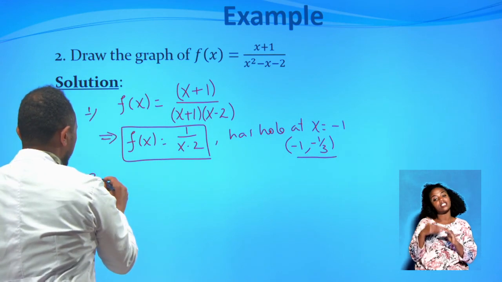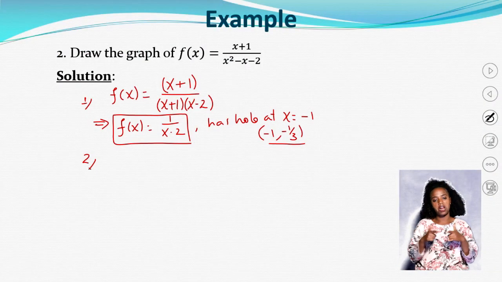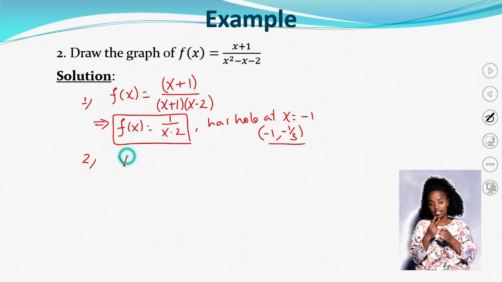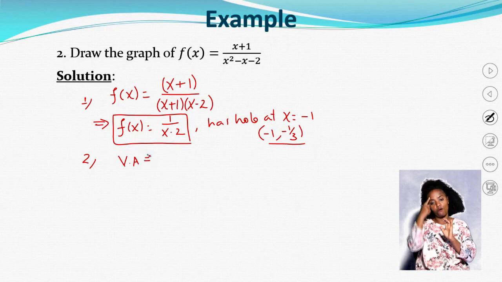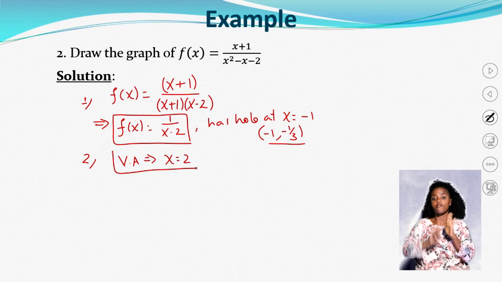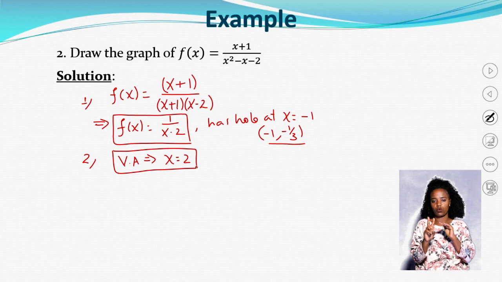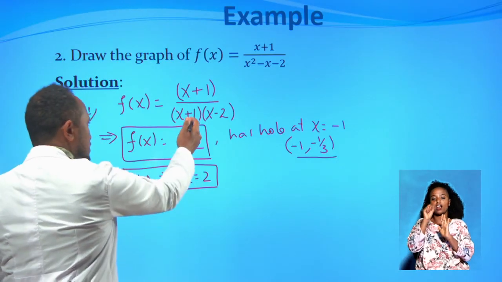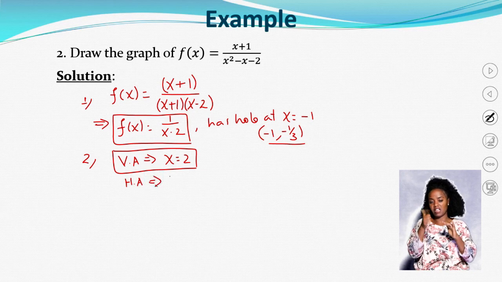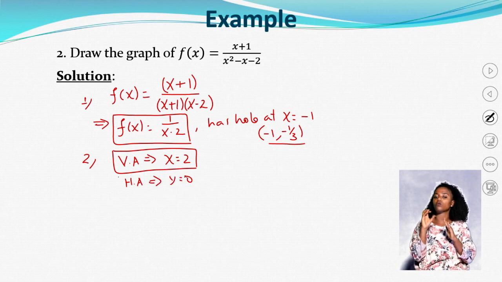Now, next, let's determine the asymptotes for this first. As you can see, the vertical asymptote for this expression is x equals 2. 2 minus 2 is 0. 2 makes the denominator 0, but not the numerator. So x equals 2 is the vertical asymptote. And the degree of the numerator is less than the degree of the denominator. Therefore, here, the horizontal asymptote is y equals 0.